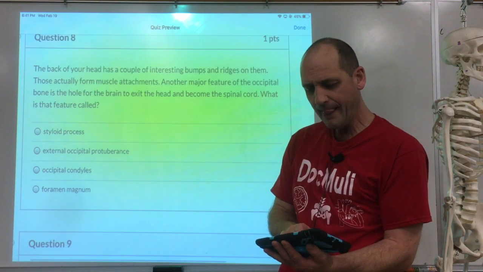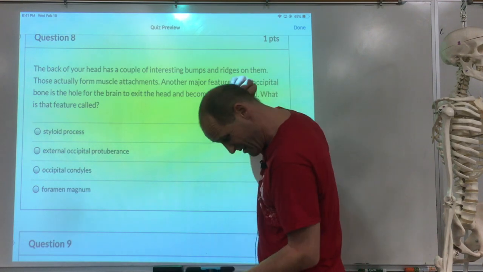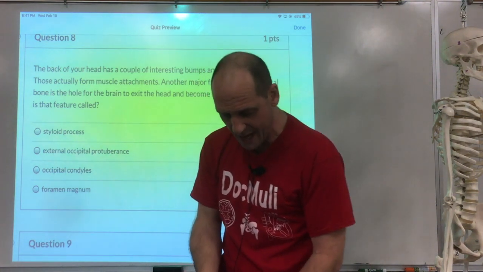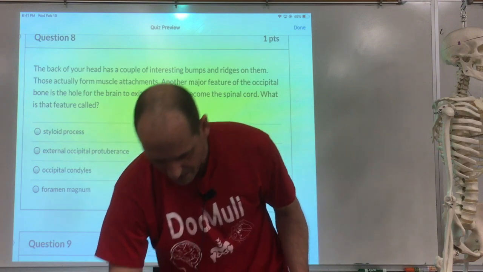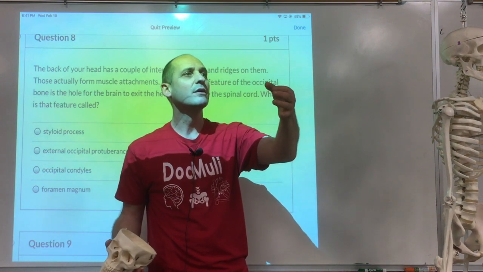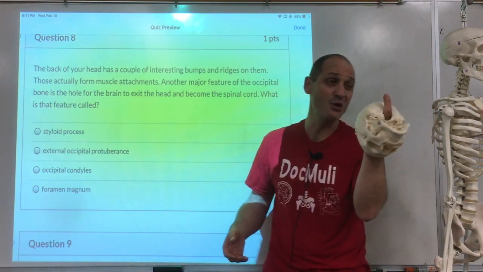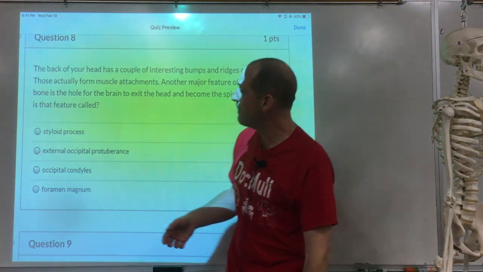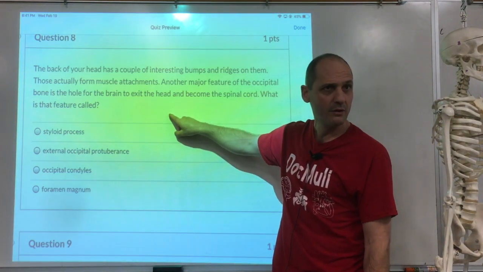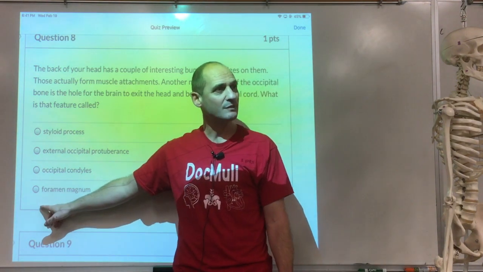That helped. The back of the head has a couple of interesting bumps and ridges on it. Those are actually muscle attachments. See the bump here? Another major feature of the occipital bone is a hole where the spinal cord goes up and down. What is that feature called? What is the hole called? So go back. What did I say a hole's called? Foramen, right? I know, it's three words you have to learn in that one thing. I know it's a lot. But foramen, so now I'm asking for a hole that the spinal cord goes through. There's only one word with a hole. I mean the foramen. So most likely it's going to be that.